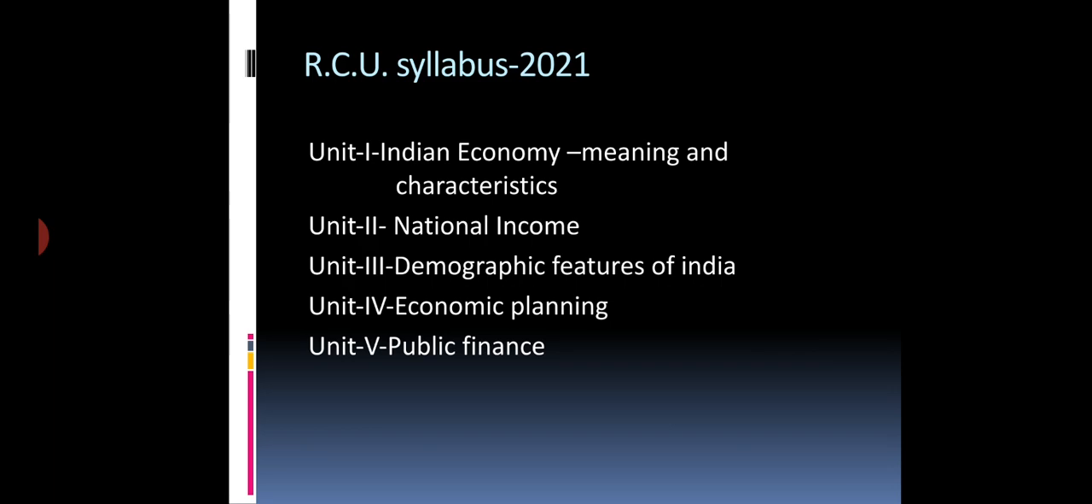Unit number 4 deals with the economic planning of India. In this unit, we have to study a brief history of Indian 5-year plans, general objectives of Indian 5-year plans, and also the 11th and 12th 5-year plans in detail. The last and 5th unit deals with public finance. In this unit, we have to study sources of revenue and expenditure of the central government, budget, meaning of budget and types of budget, and also the monetary policy of the Reserve Bank of India.